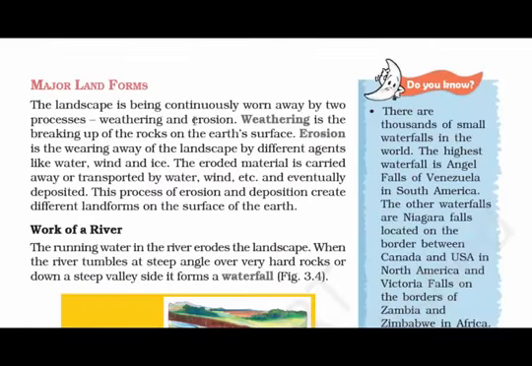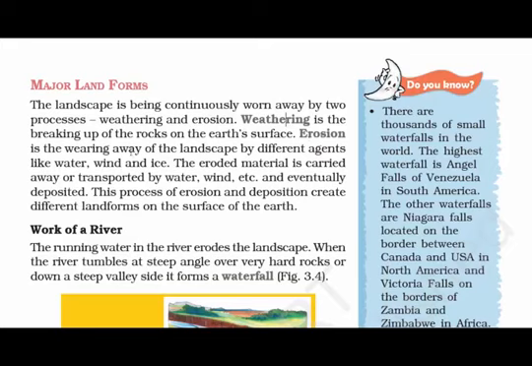The landscape is being continuously worn away by two processes, weathering and erosion. So the definition of weathering is breaking up of the rocks on the Earth's surface. By the word weathering you can figure out that it has something to do with the change of weather. A piece of rock doesn't stay the same after a few years. A continuous change of weathers acts upon it as an agent which breaks it down.